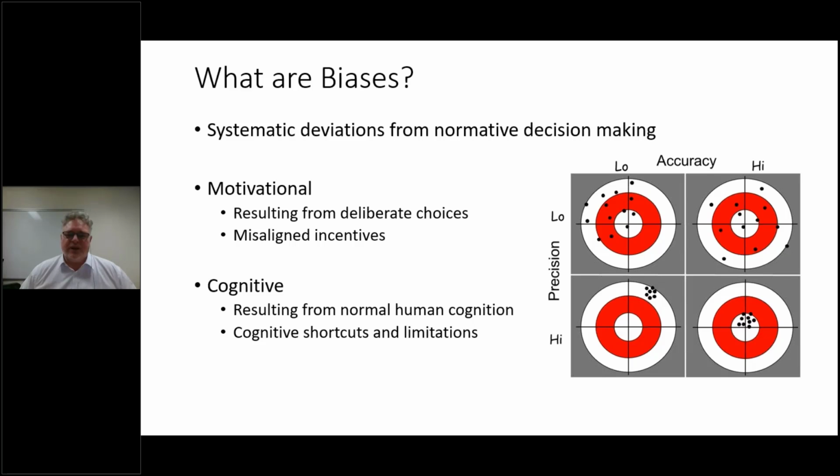And it's because we're operating in a very complex world with limited cognitive resources. So our brain is designed to take shortcuts to produce answers that are good enough most of the time. And when we apply that in some situations, we get these systematic biases.